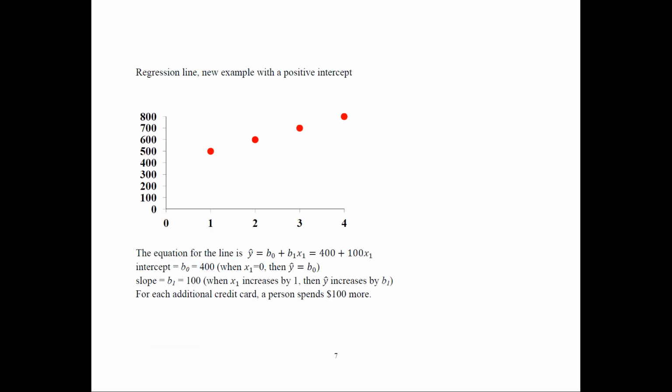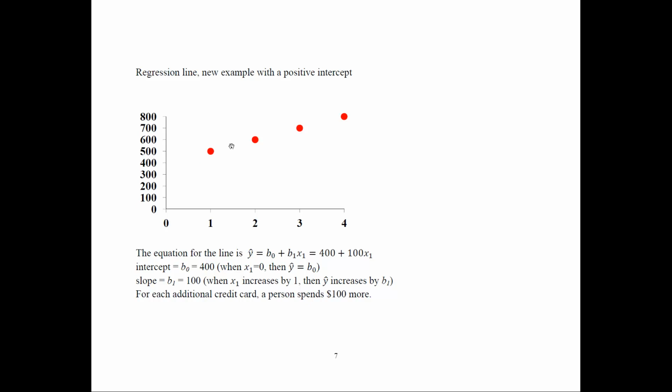So let's complicate things a little bit, and we have another regression line. This is a new example, but we have a positive intercept. So now we have a line that would hit 0 at 400 here for y. So when x is equal to 0, y would be equal to 400. So the equation for this line is y hat equals 400 plus 100 times x1.